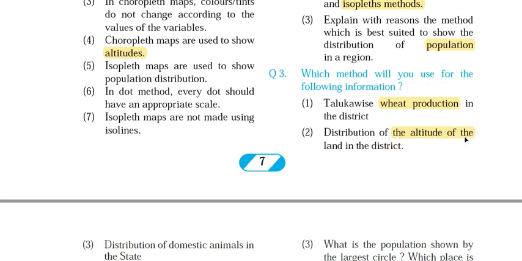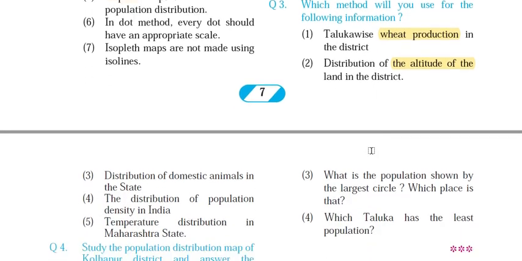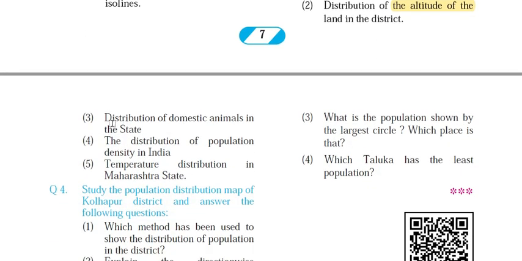You want to show the locations which have the same altitude on the map. You can use contour lines to show this altitude, so it comes under the isopleth method of mapping. Okay, the third question is the distribution of domestic animals in a state.